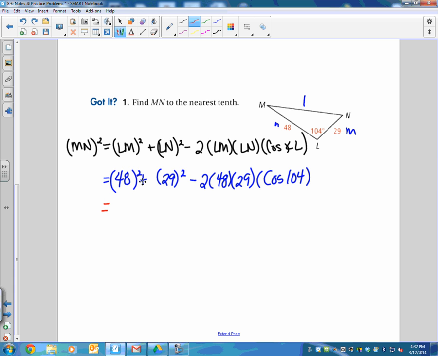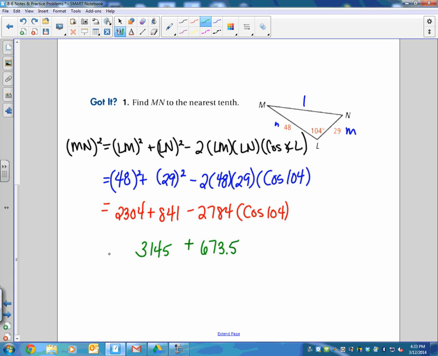So if I go ahead and punch this in, I'm going to get 2304 plus 841 minus 2,784 times the cosine of 104. Okay. So when I punch those numbers in, since the cosine of 104 is a negative number, I'm actually going to get plus, right, 673.5 here, and then add those together, and I have 3,145.